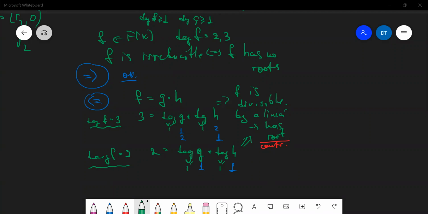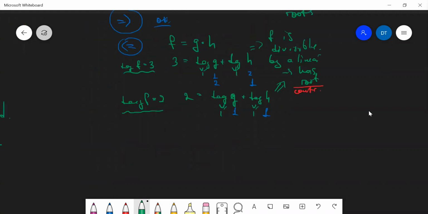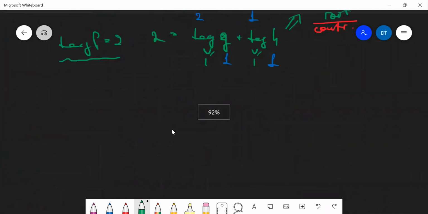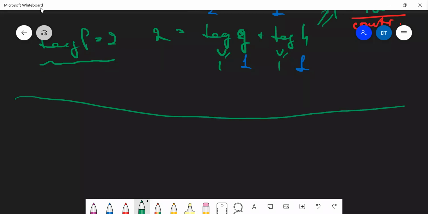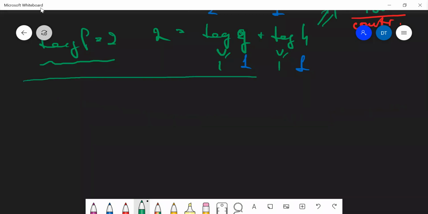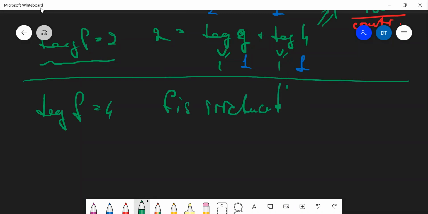So now, let's do the following. And by the way, in case of polynomials of degree 4, is it true or not? Is this claim true when we take the polynomials of degree 4? So is it true that f is irreducible if and only if f has no roots? How do you think?